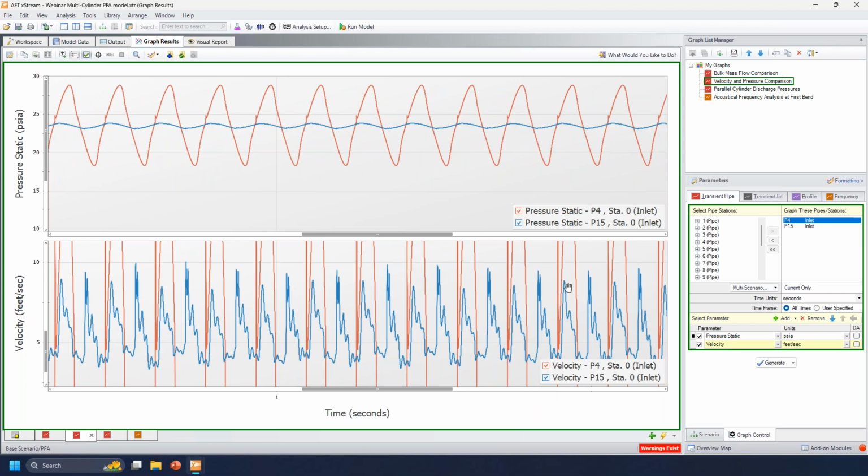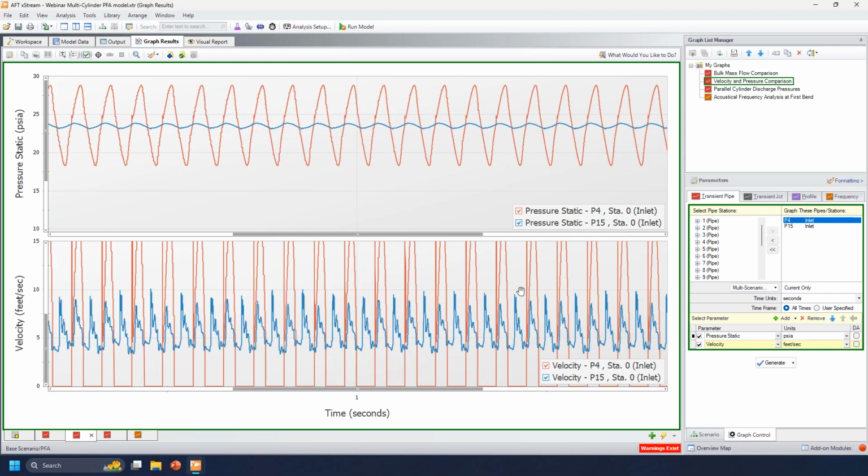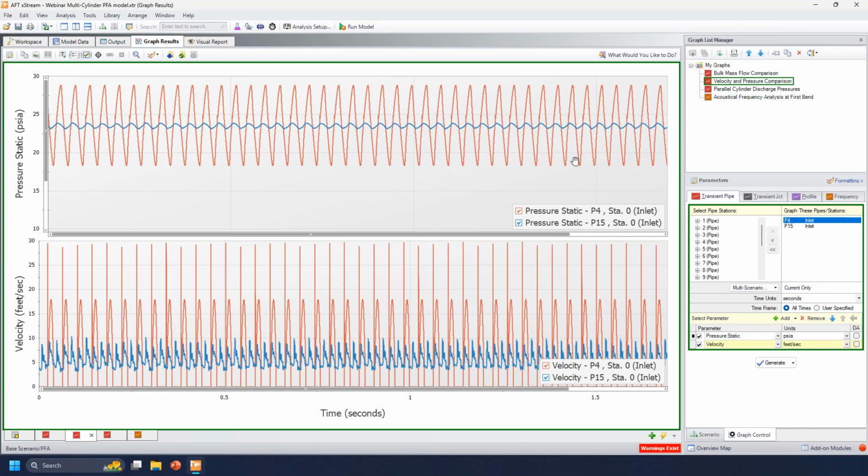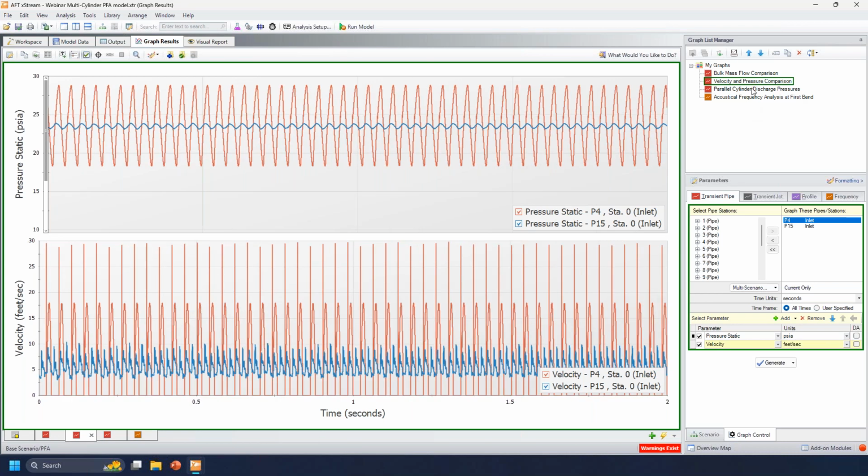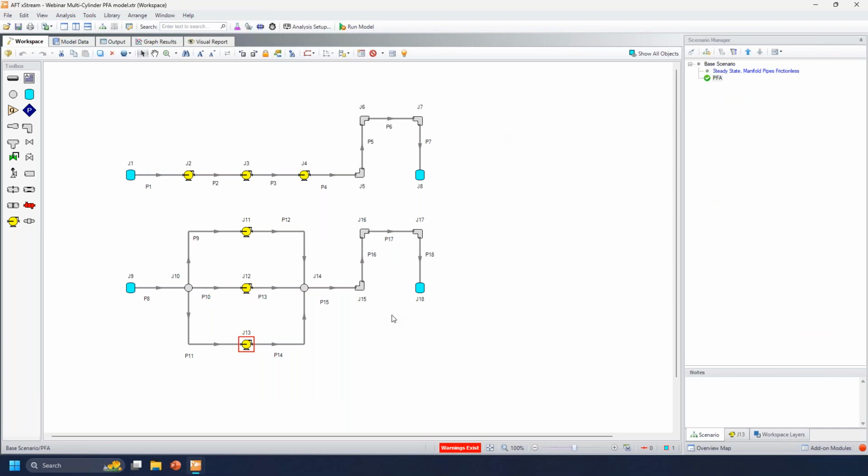One thing you'll notice looking at the velocities is there's this high frequency behavior in flows that's visible in the parallel model that is not there in the series model. But the series model has much higher pressure amplitude overall compared to the parallel model. And both of these graphs are taken here exiting the manifold. So at the inlet of pipe 15 and pipe 4, here and here. Then the next graph will be looking at the pressures right at the discharges of the parallel cylinders at these locations.